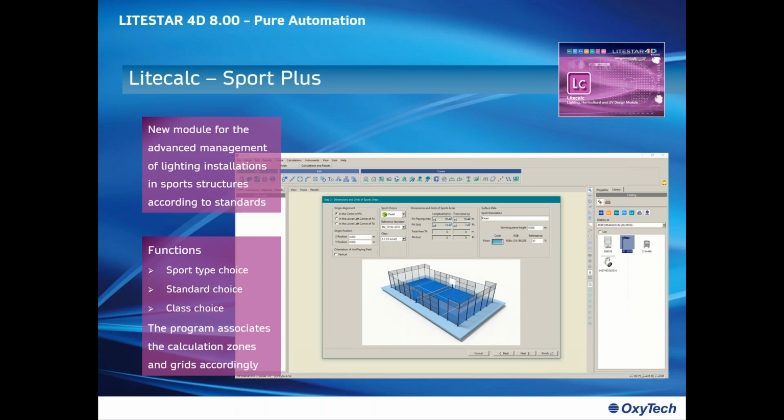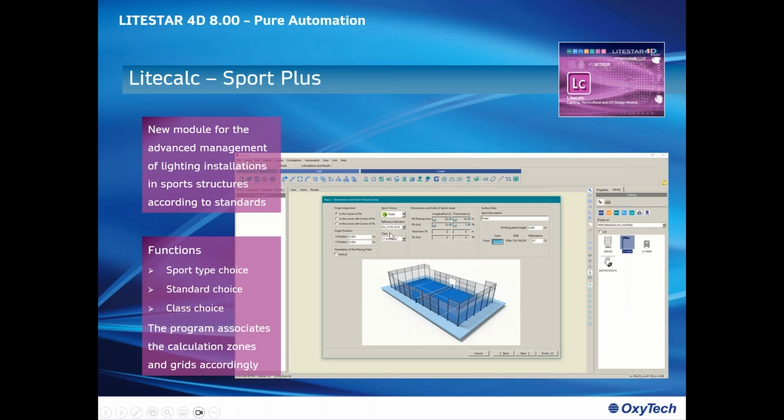EN 1293. Then we have the FIFA. Then we have the UEFA. Then we have, for example, the French Federation Football Standard. After that, in function of the standard, you may have to select the class.